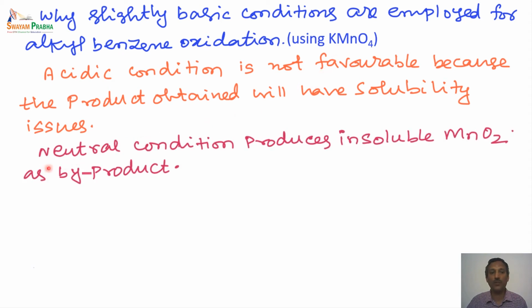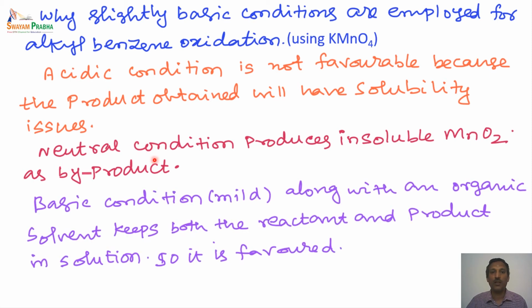So then what happens if we use neutral conditions? If we are using neutral conditions, that actually produces insoluble manganese dioxide as a byproduct. So this is again a big problem. We cannot isolate our carboxylic acid from the reaction medium. So that is the reason even neutral conditions are not employed. Then why do we have to use a basic condition? And again, it is not a strong basic condition, it is only a mild basic condition.